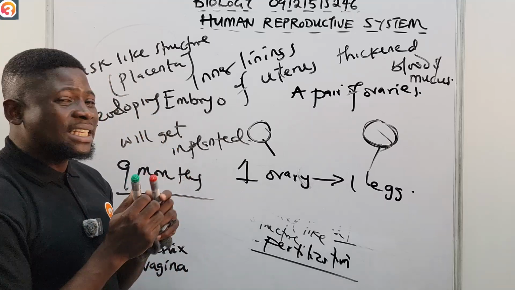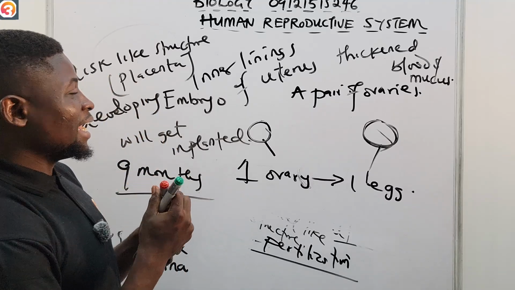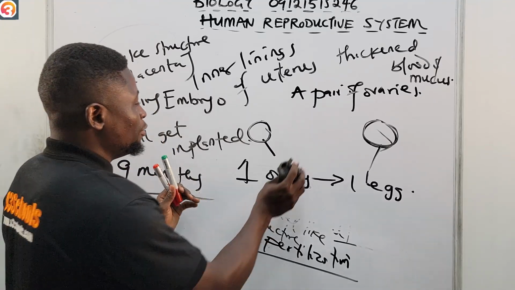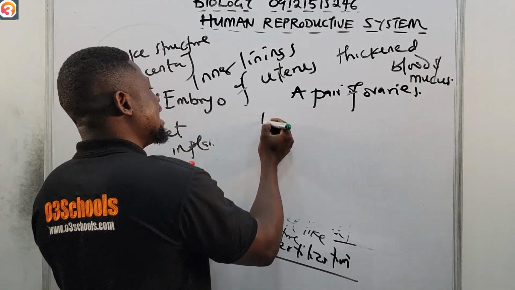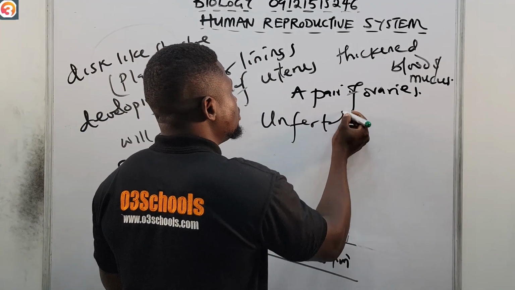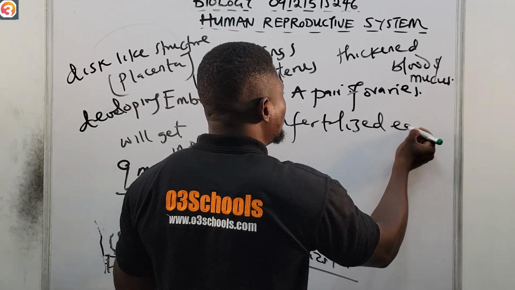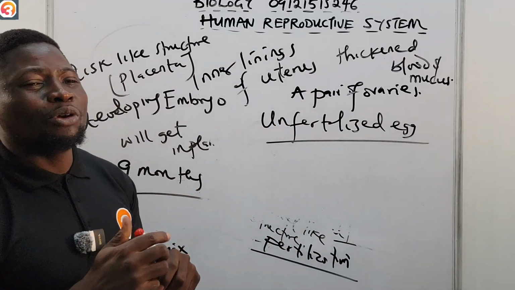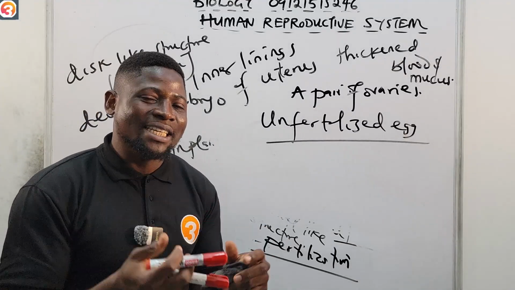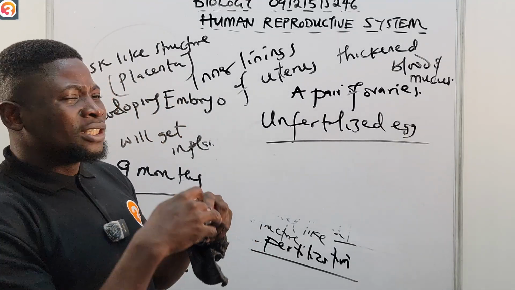Now, if this fertilization does not happen, what will we have? We will have what we call an unfertilized egg. Okay, this is what it will leave us with. But this unfertilized egg will not just stay there waiting.